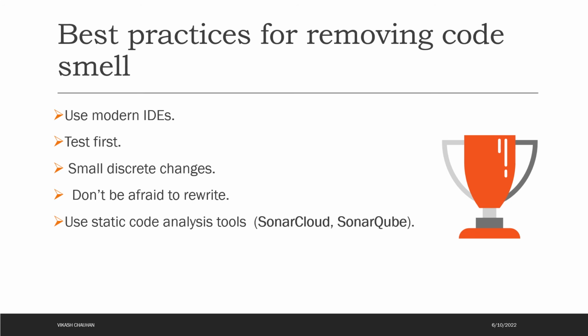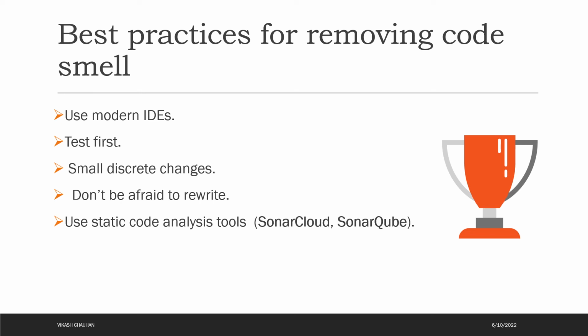Next is small discrete changes. If you are working on an existing application with a lot of code smells, try to resolve them in chunks: first fix a small part and test it, then move on to the next part. And the next one is do not be afraid to rewrite the code. Based on the current code smell, there may be a chance we need to rewrite the complete logic again, so do not be afraid in such a scenario as well.